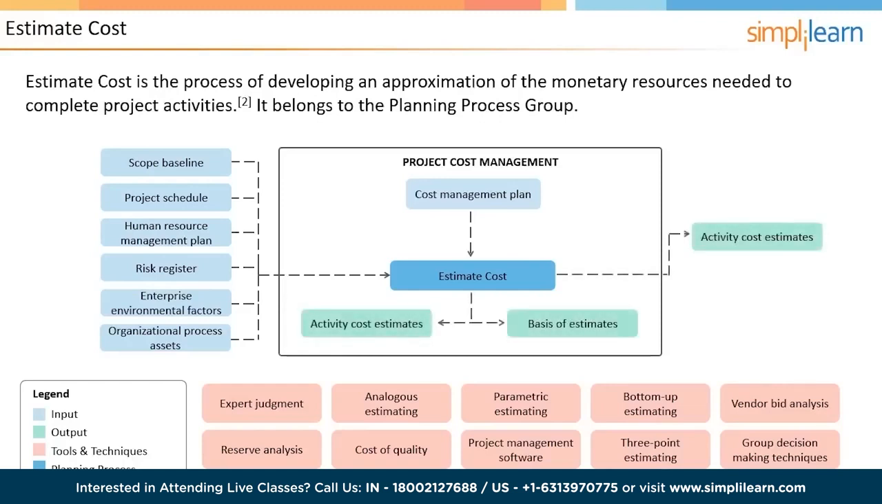Basis of the estimate includes things like how the estimate was developed, what were the assumptions made in estimating, etc. Project document updates is also one of the outputs because the cost estimates may result in updates to other aspects of the project. For example, quality, risk, time, etc. In the next screen, let us discuss the third process under project cost management, determine budget.